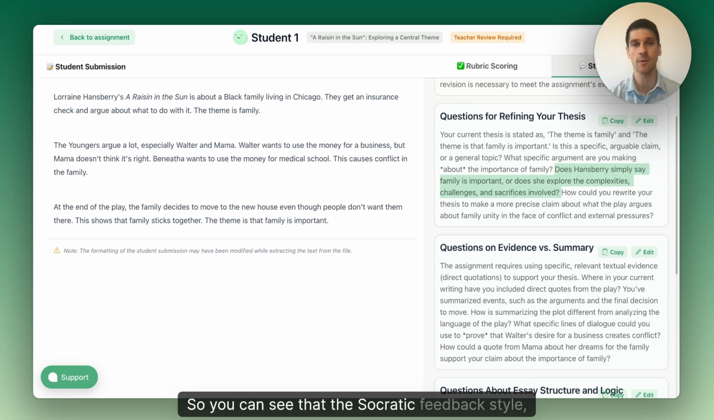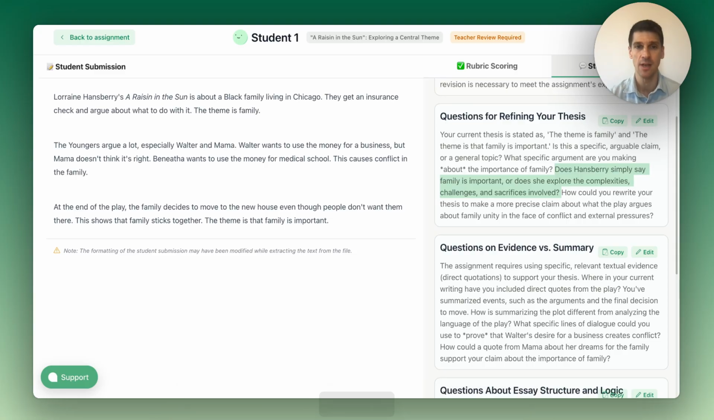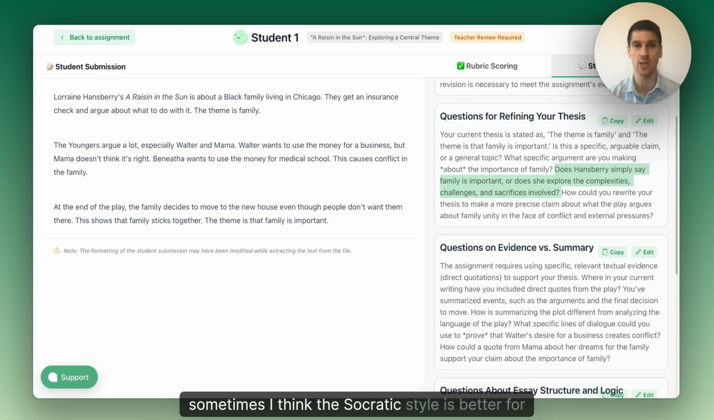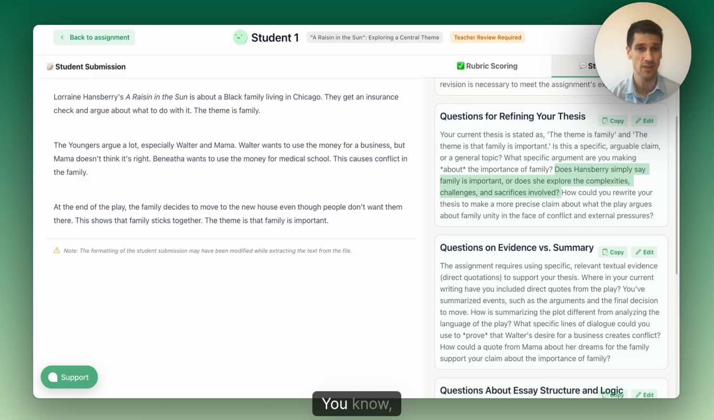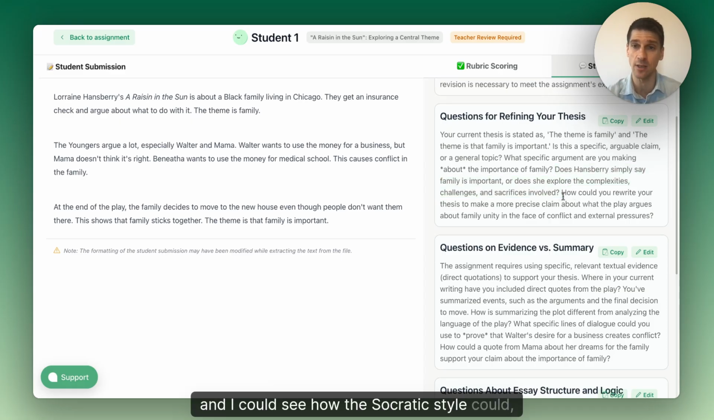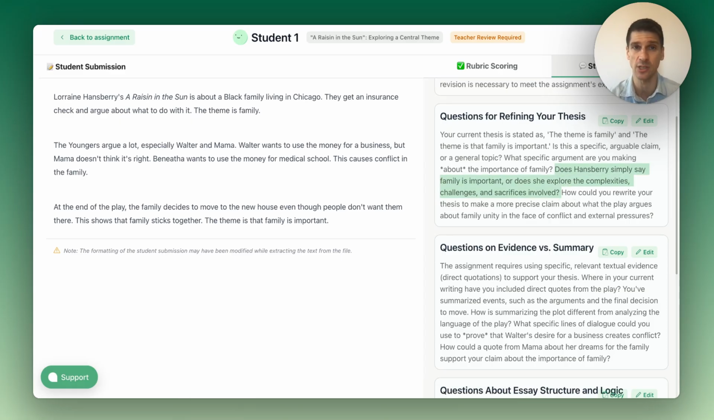So you can see that the Socratic feedback style puts the onus of responsibility back on the student. They have to do some thinking to engage with these questions. Sometimes I think the Socratic style is better for the high achievers, like let's push them to continue to expand and explore. And like I said, put the work back on them. But even so, this student is struggling, and I could see how the Socratic style could help them. This is a really high quality question.